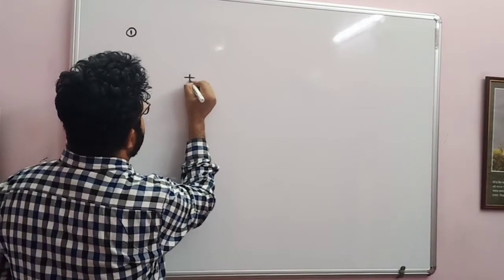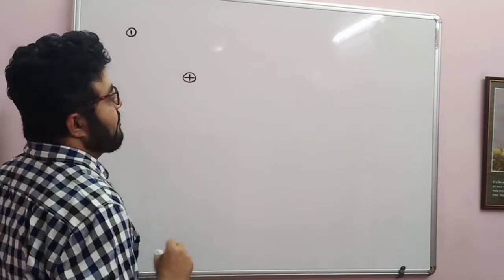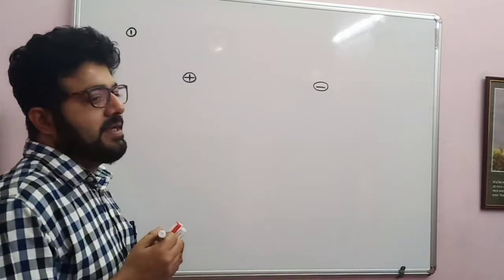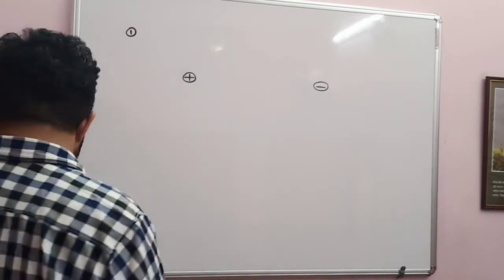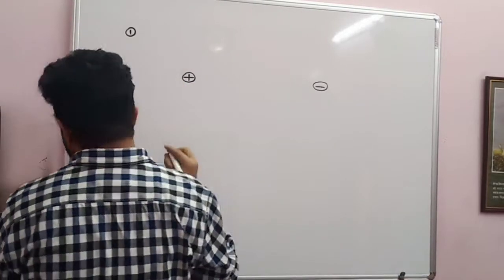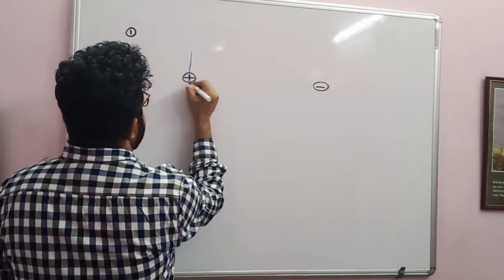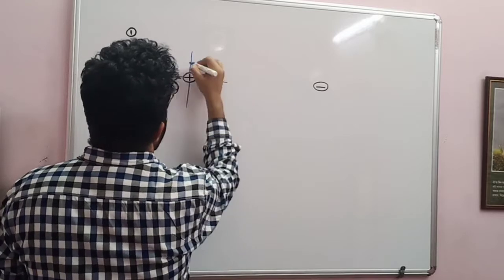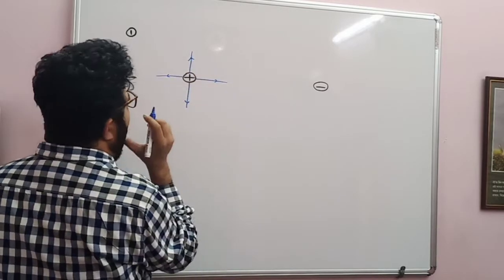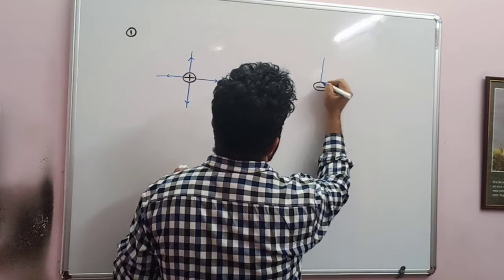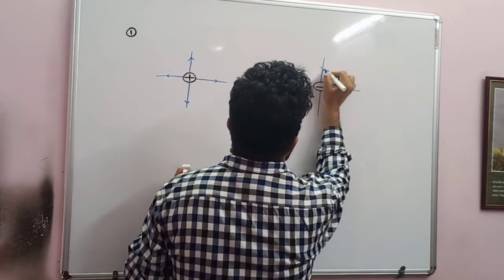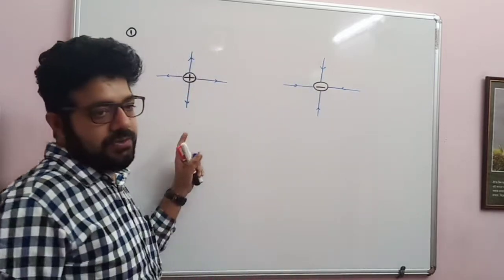So for a point charge particle, we can have a positive or a negative point charge. If we have a positive point charge particle, then we know electric lines of force go away from the charge particle, and for negative we know they go towards it. So this is for the positive charge, this one is for the negative charge.